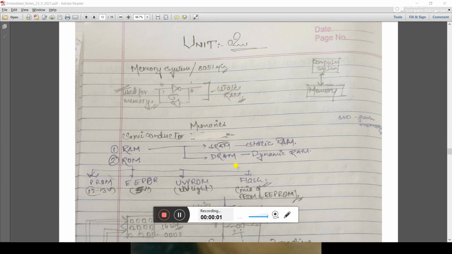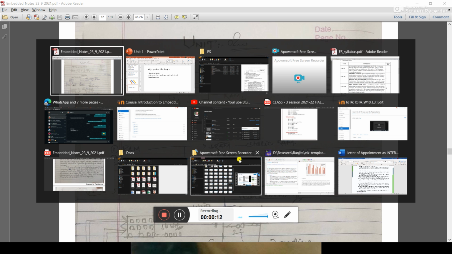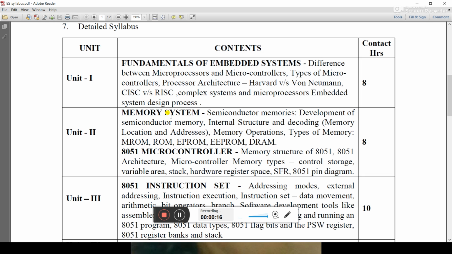Hello students, let's start Unit 2, and in Unit 2 we will discuss memories and the 8051. The complete unit is described in two parts, and this is your syllabus. Here you can see one memory system, the semiconductor memories: development of semiconductor memories, internal structure and the decoding mechanism of semiconductor memories, and memory operations.